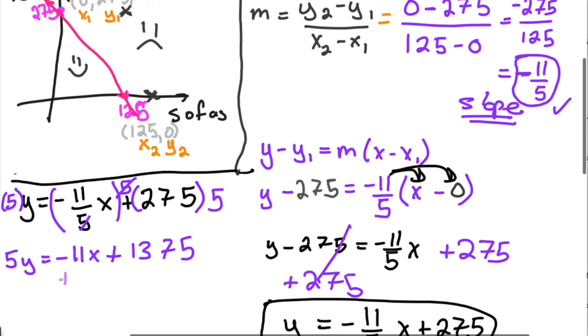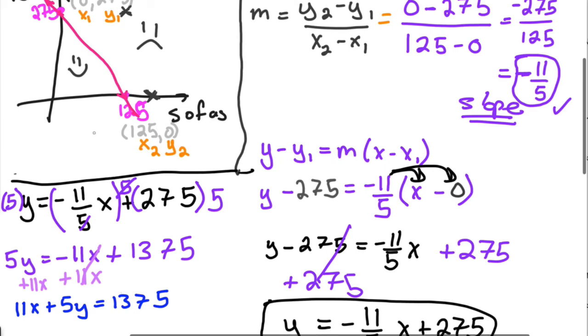And then as my last step, I'm going to add 11x, so move the x's and the y's to the left side. So then in the end, I have 11x plus 5y is equal to 1,375. Now, again, this describes the line.